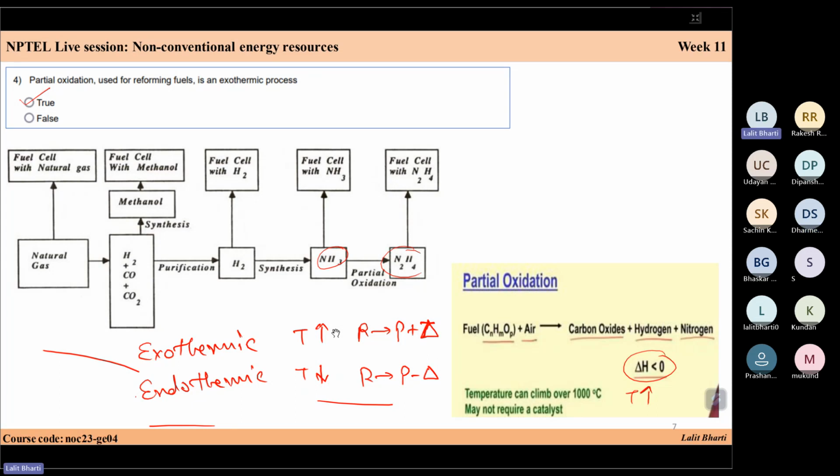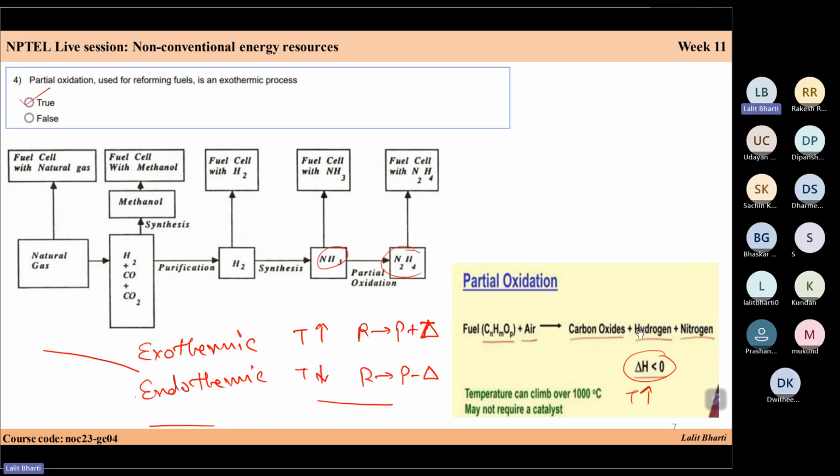And delta H is the enthalpy. Basically it is showing that if your enthalpy is negative, the reaction is proceeding from the reactants to the product. Enthalpy is also a thermodynamic parameter, and basically this is the measurement of energy. So in exothermic, this is negative, and in endothermic, these are positive.